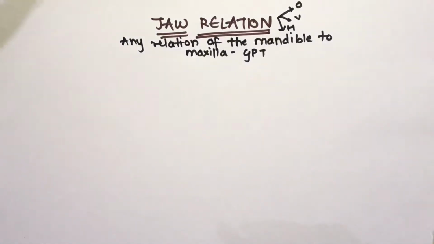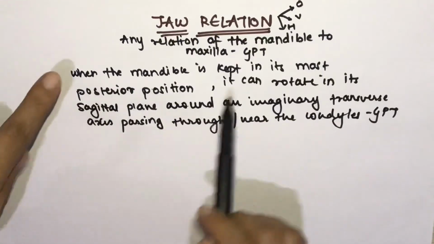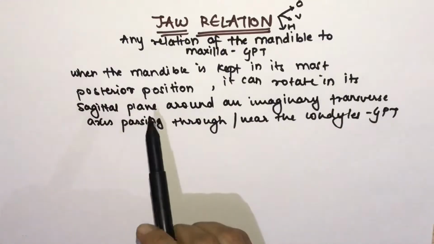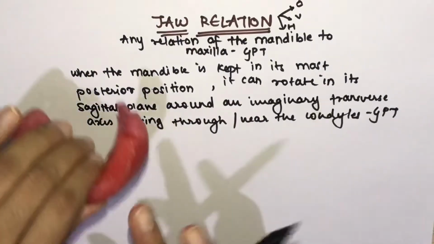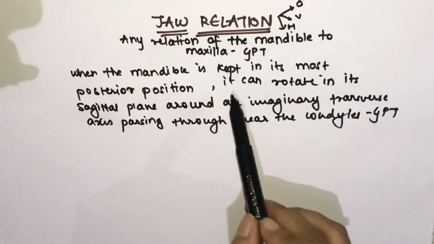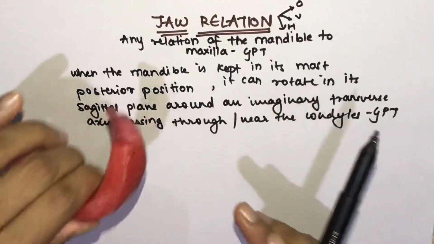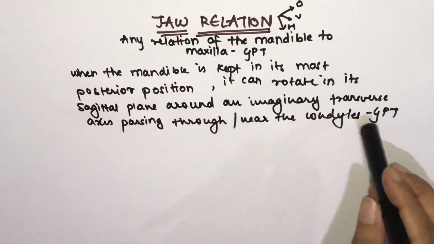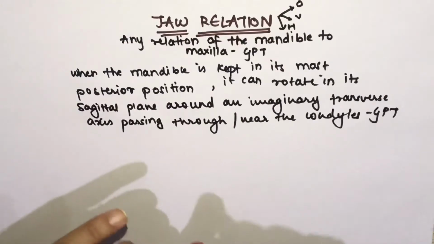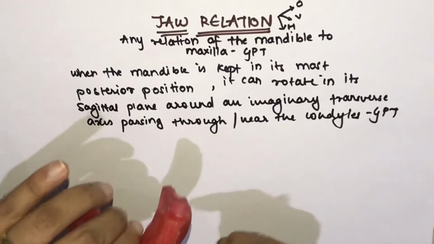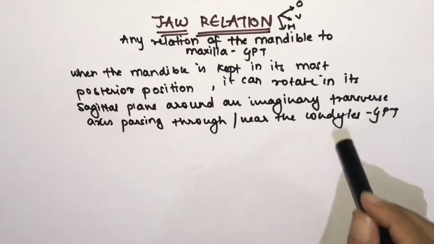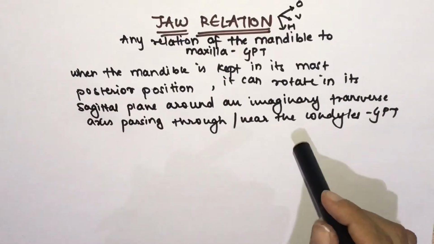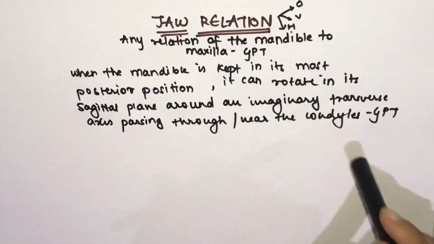So the jaw relations, first we are going to start with the orientation jaw relation. In this, the mandible is kept in its most posterior position so that it can rotate in its sagittal plane around an imaginary transverse axis, through or near the condyle. So this is the definition for your orientation jaw relation.